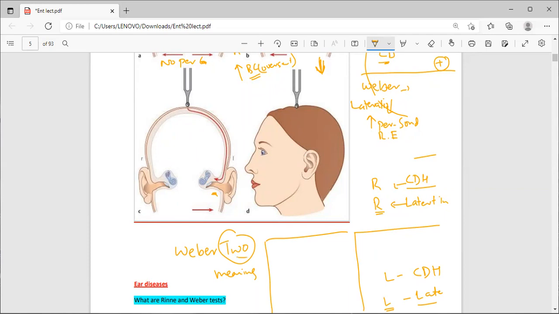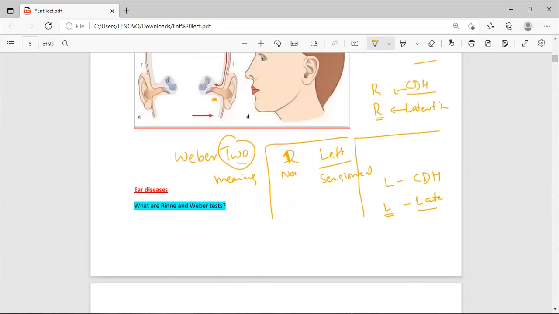suppose there are 2 ears. One is normal. Suppose your right is normal and your left is having sensorineural deafness. I told you that Weber is used for what? I told you that Weber is used for detecting sensorineural hearing loss, and confirming what? Confirming conductive deafness.